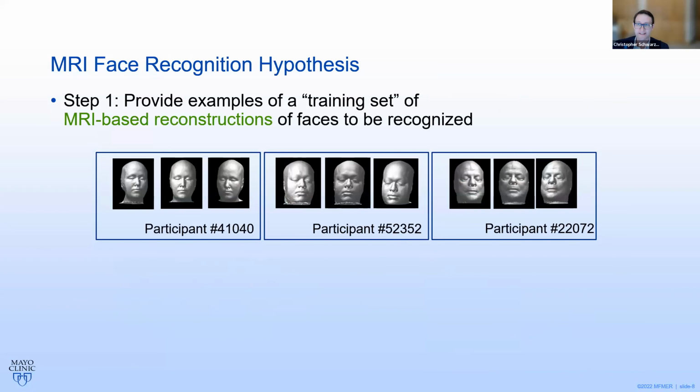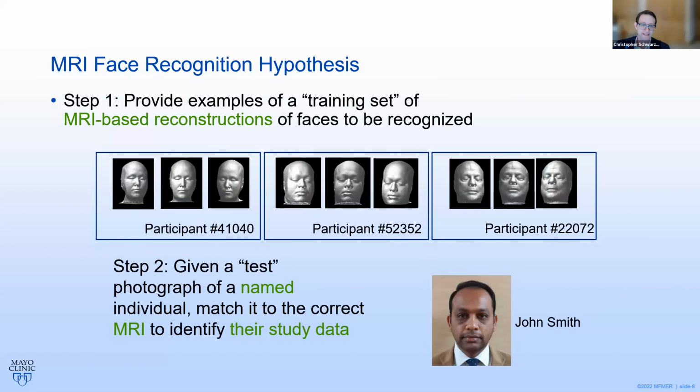We flipped this on its head and provided a training set of MRI-based face reconstructions of faces to be recognized, each with participant IDs. And then we give it a test photograph of a named individual. We'll pretend his name is John Smith, and we'll say, which one is John Smith? Oh, great, it's participant 52352. We'll count up how many times that type of query got the correct answer.